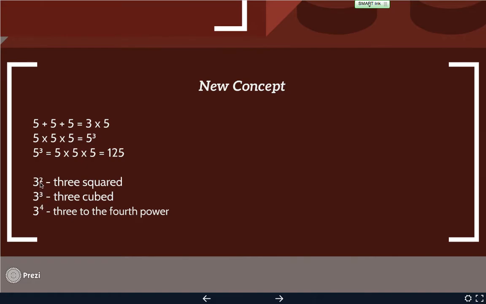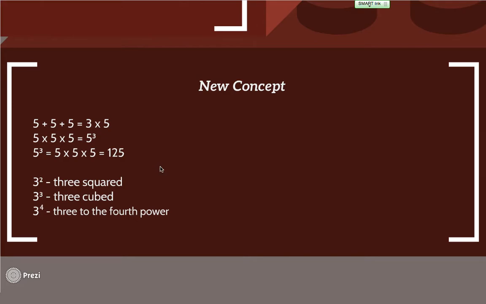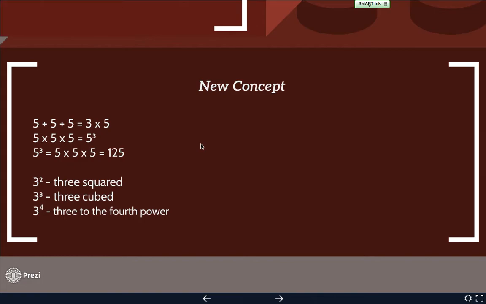Now we have special names for the 2 exponent and the 3 exponent. When it's 3 to the second power, we call that 3 squared. Imagine if we were finding the area of a square. The stuff in the middle would be 3 times 3, so that would be finding what's in the middle, which would be squared.